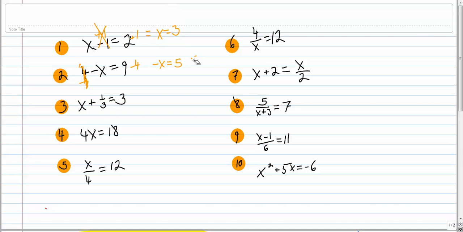I just go, okay, if I switch the sign on one side, then I switch the sign on the other side. If I just switch everybody's sign, the equation is still just as right. So x equals negative 5.